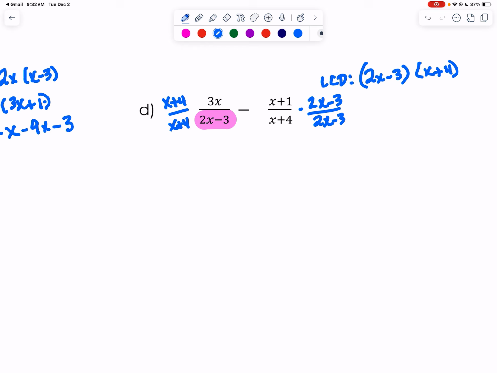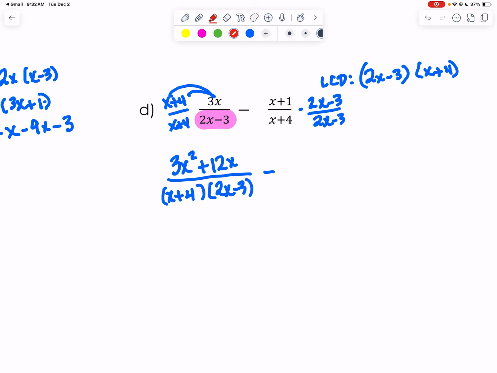All right. So on the top, I'm going to use my distributive property here. 3x times x gives me 3x squared. 3x times 4 gives me 12x. And for the denominator, we're going to keep it in factored form. Do not distribute it out on the denominator. Okay. Minus. Now, on the second fraction, I'm going to have to multiply x plus 1 times 2x minus 3.